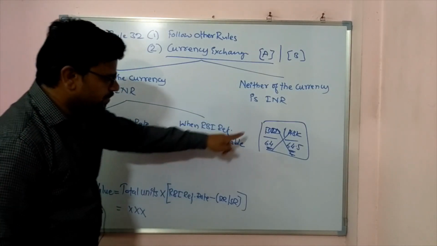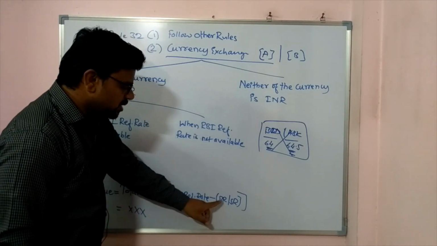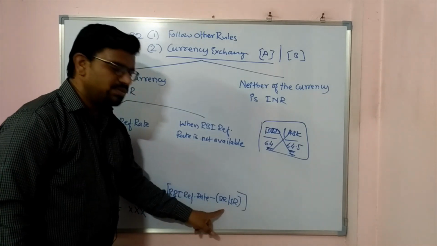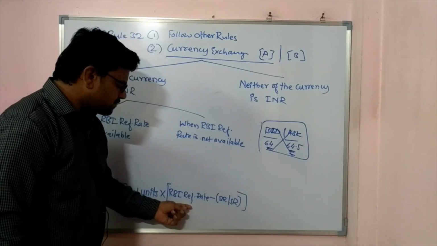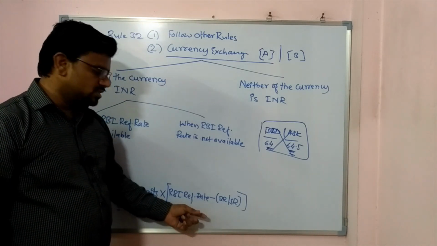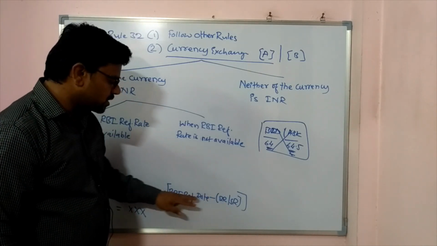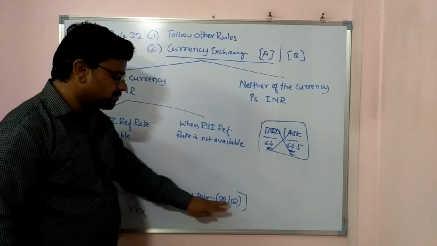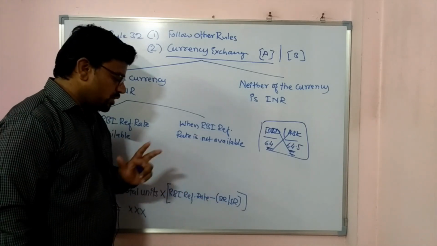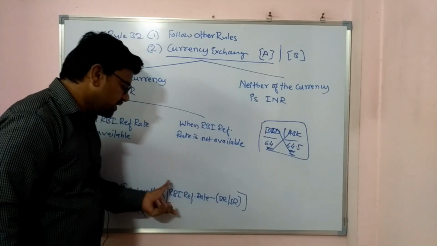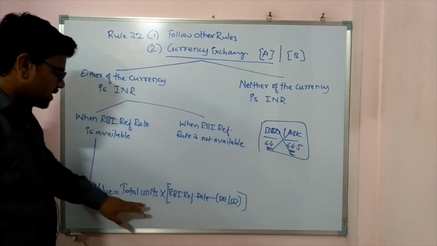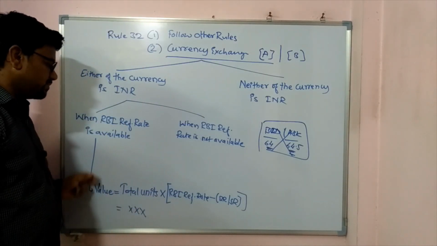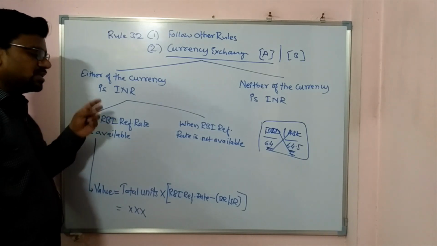Okay, so the buying rate or selling rate will be available with you. We are deducting that from the RBI reference rate. If the rate is higher, then you are deducting the RBI reference rate from this. You have to only make sure that this bracket has a positive sign. So that positive value into total units, you will get the value of supply when RBI reference rate is available.